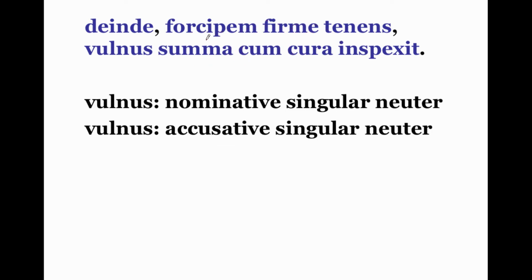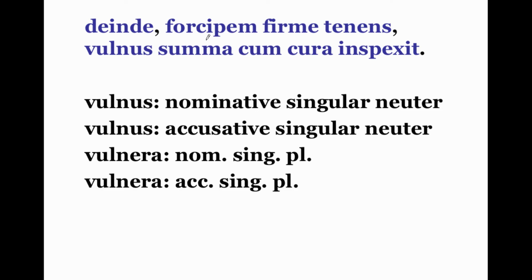Here's what I'd like you to know. Again, that vulnus is a neuter noun, and so that form vulnus is both nominative singular and accusative singular. Vulnera is the plural. If you remember that all neuters have the same form for both nominative and accusative, you know that vulnera is nominative plural, and vulnera is also accusative plural.